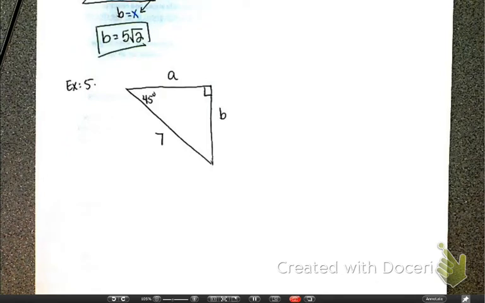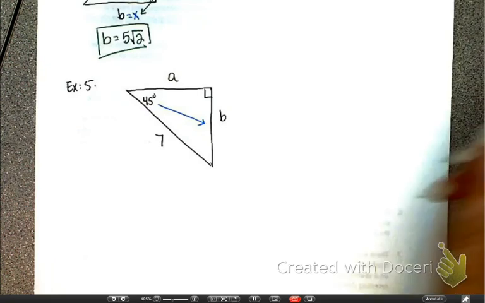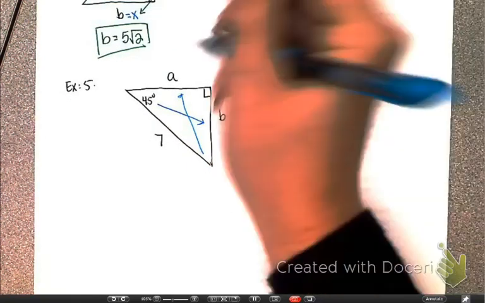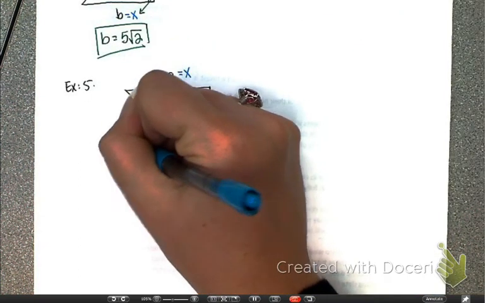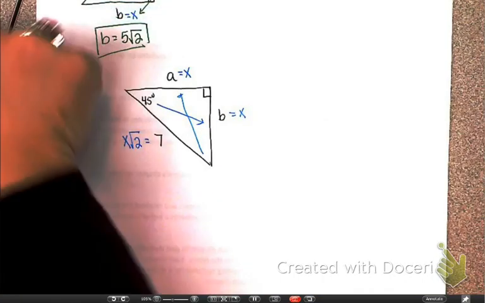Do you want to try it? Do we want to do it together? Okay, so if you label, what do I get here? Here? Which means this side is x square root of 2. Everyone got to that point? And this is where you got stuck.